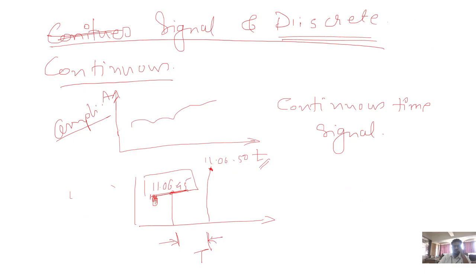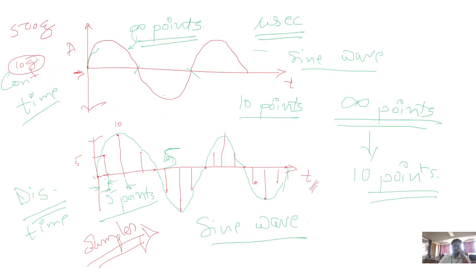Then we went to continuous time and discrete time, and I hope that this is clear to you. The first graph was the example of a sine wave. Here, within one cycle there were infinite points. If I cut some part, that part will also contain infinite points, and therefore this is a continuous time signal, continuous in time.